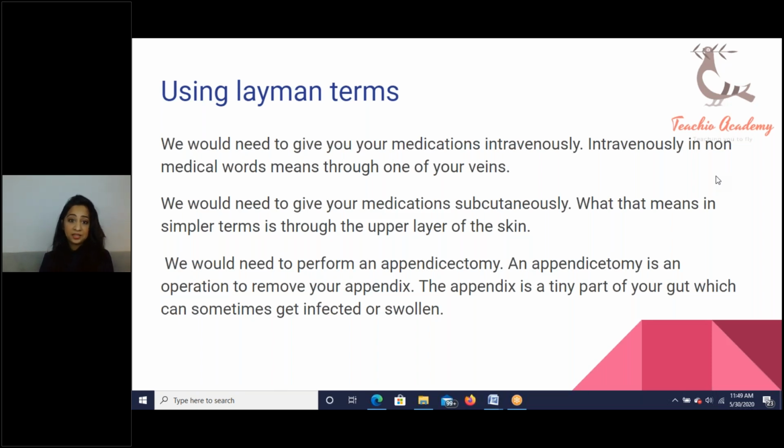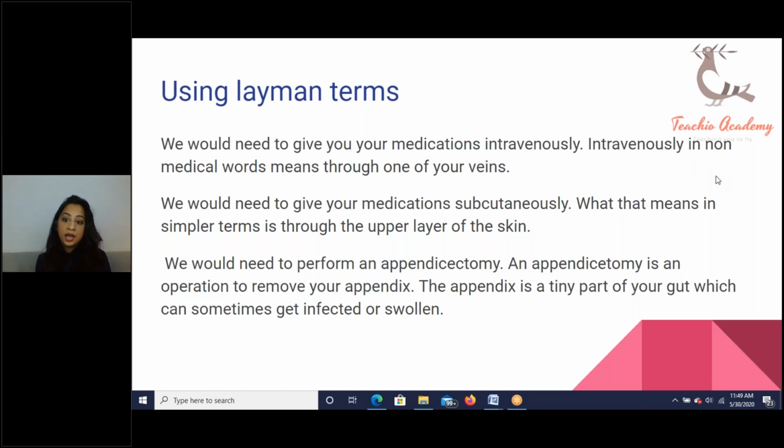I would advise you to practice this in your common scenarios, explaining things like what an appendix is, what a pancreas is, what a liver is, what kidneys might be, what a kidney stone is. All of these do pop up quite a lot on your OET speaking, and they expect you to be able to explain it in non-medical terms.